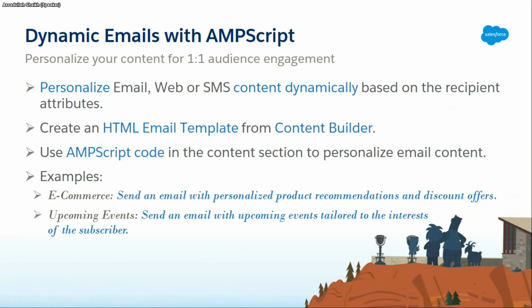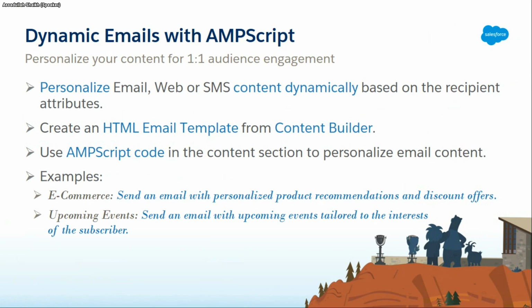An example could be for an e-commerce store, where you can send personalized product recommendations and discount offers based on their previous purchases. So let's say there is a user who has been actively purchasing your products from your e-commerce store. You want to offer them some discount, so you would use Marketing Cloud and use AMPscript to personalize the content and offer him or her some discounts based on their previous history and also the products that they are most interested in.